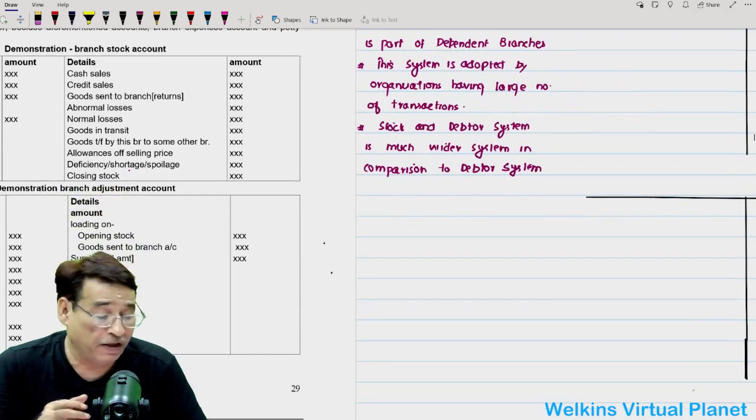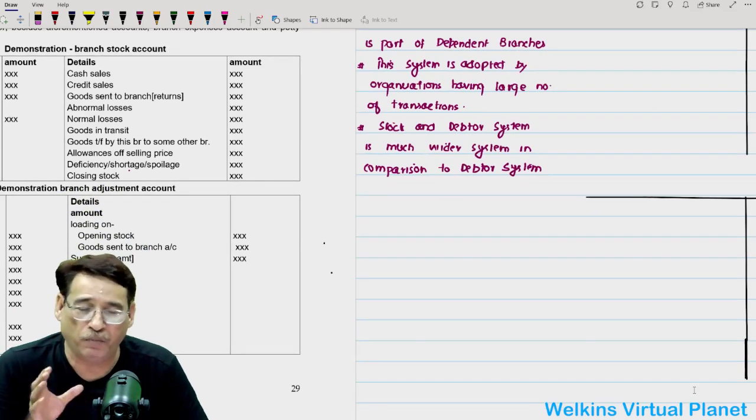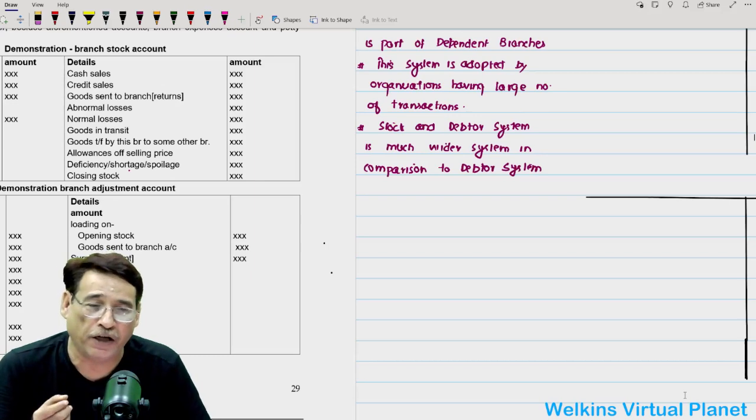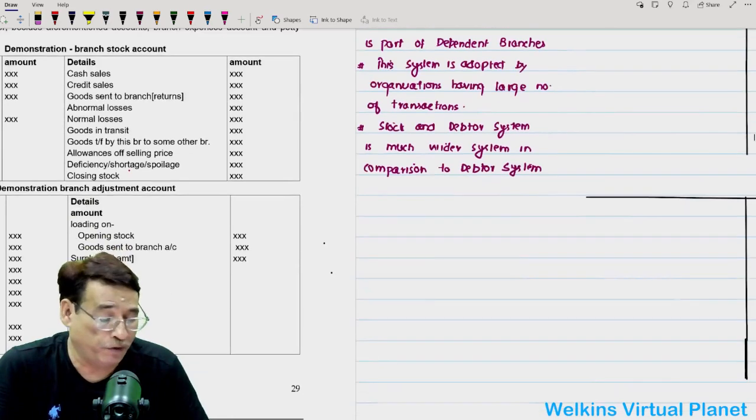We will see that in this particular system, we prepare the branch stock account, later on the branch adjustment account, branch profit and loss account, debtors account, and if the need arises, then even the petty cash account and fixed asset account. So these are the types of accounts which we would prepare.